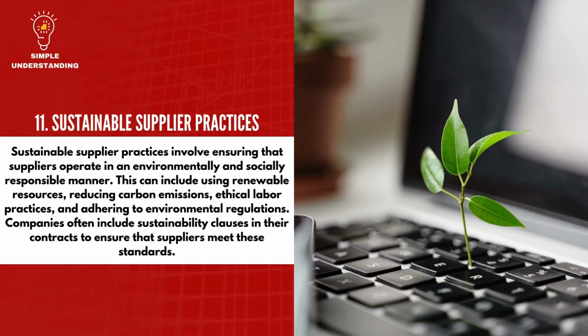11. Sustainable Supplier Practices. Explanation. Sustainable supplier practices involve ensuring that suppliers operate in an environmentally and socially responsible manner. This can include using renewable resources, reducing carbon emissions, ethical labor practices, and adhering to environmental regulations. Companies often include sustainability clauses in their contracts to ensure that suppliers meet these standards.